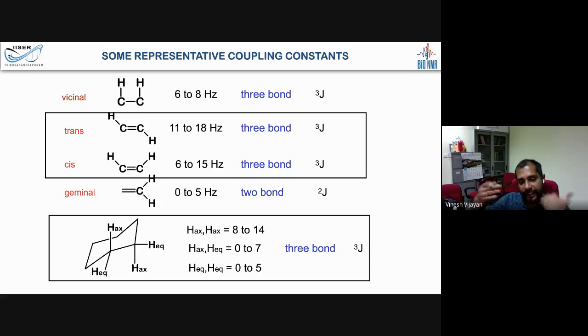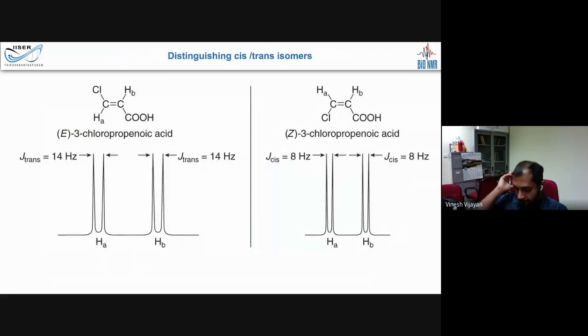So with this you should be able to determine the geometry of your molecule also, right? For example, this is distinguishing cis and trans. This is for chloropropionic acid. You see that this HA and HB are trans to each other, right? They will have different chemical shifts, of course, and you see it's a doublet of a doublet. The cis also shows a doublet of a doublet.